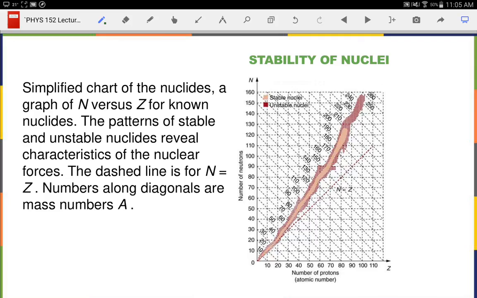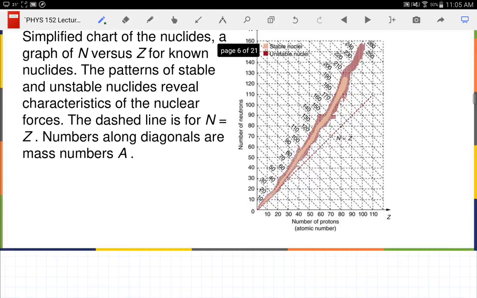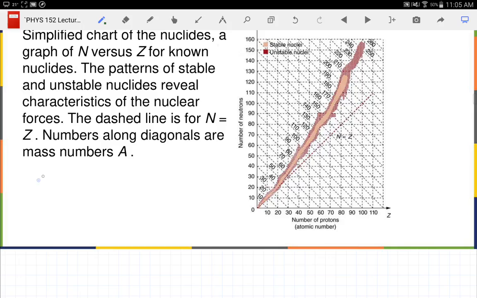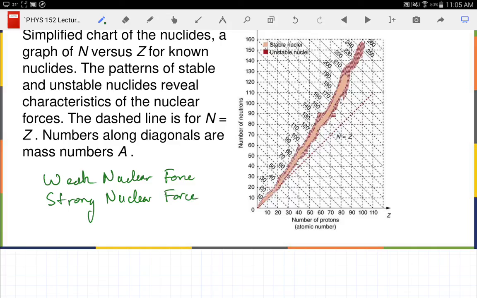Scientists have identified two forces that hold the nucleus together. We only have 4 fundamental forces that we know of, and those 4 forces are the two we talked about, and the weak nuclear force and the strong nuclear force. Oftentimes people just call these the weak force and the strong force. These are the forces that hold the nucleons together.